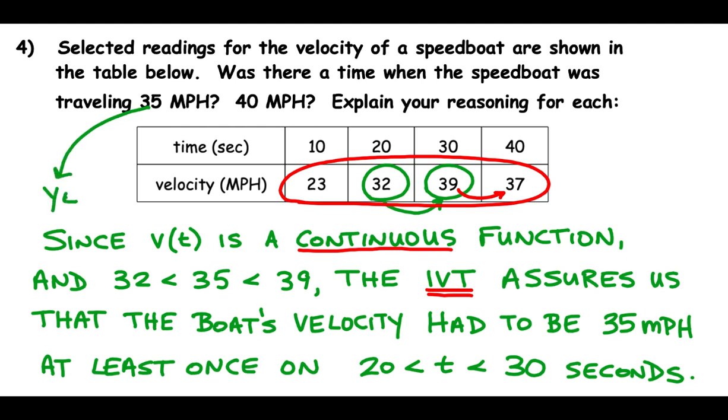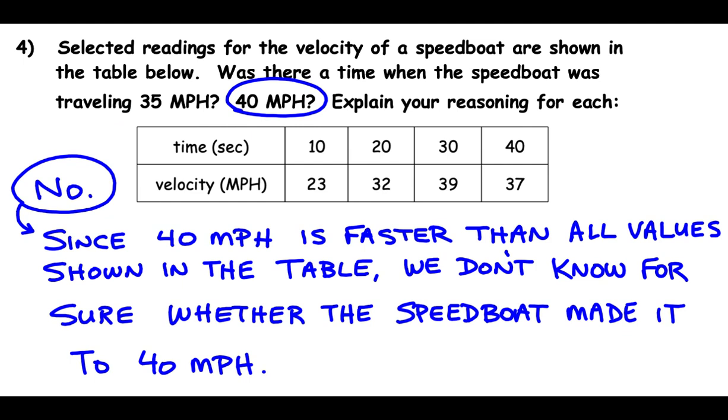I actually should answer that question. I never actually did. Yes. Explain your reasoning. Okay, there I did. And 40 miles per hour, no. And it says explain your reasoning for each. I think I'll just say no. The values weren't more than 40 miles per hour, so we don't know for sure. Just put that in a quick sentence. And there you have it.